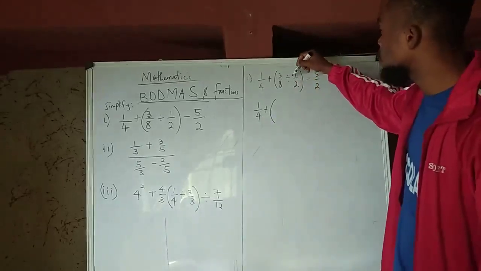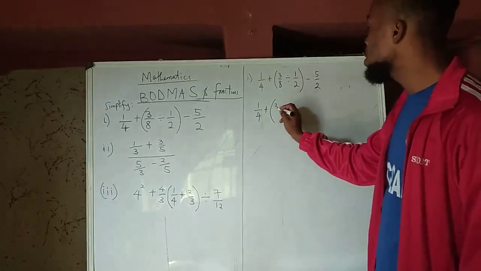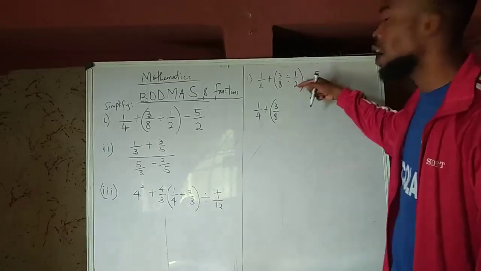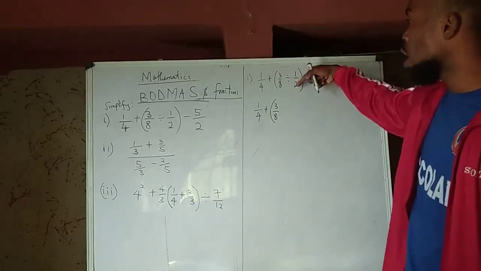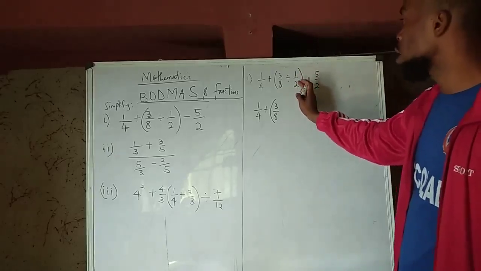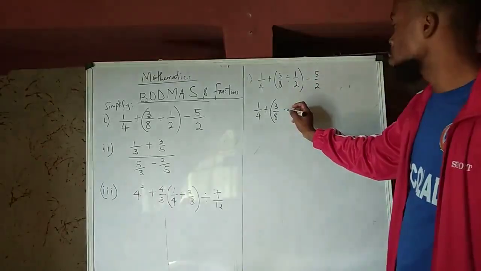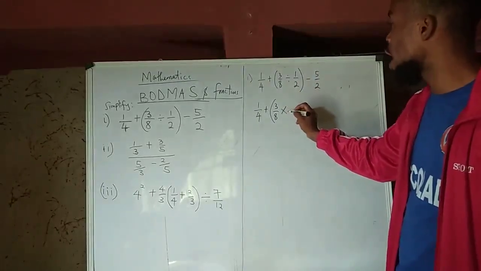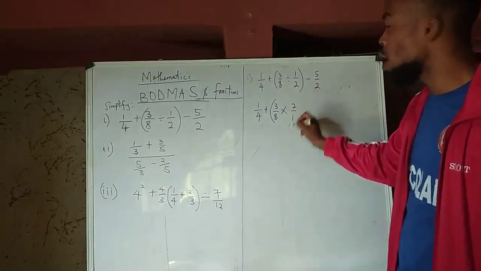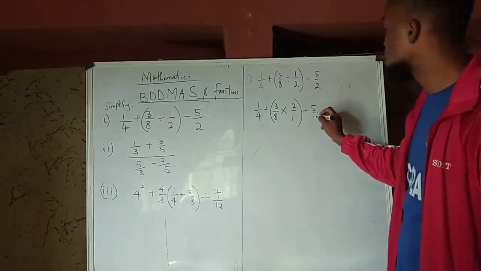Remember, what we have in the bracket is division. Now, how do we divide fractions? We divide fractions by inverting the right hand side of the expression, and then replacing the division sign with the multiplication sign. So this is going to be times 2 over 1, then minus 5 over 2.